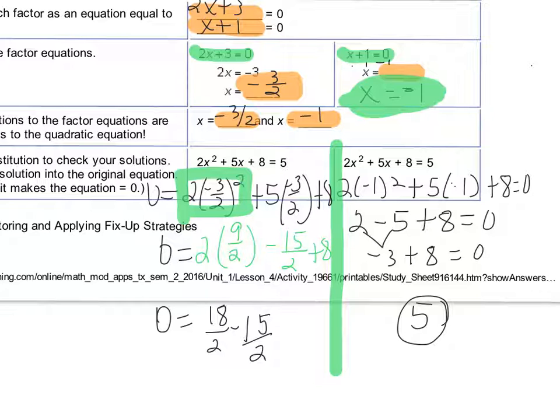Wait a minute, something's not right. Should have been a 4. We squared it. This should have been a 4 right there. So this would have been a 4 right there. Minus 15 over 2 plus 8.